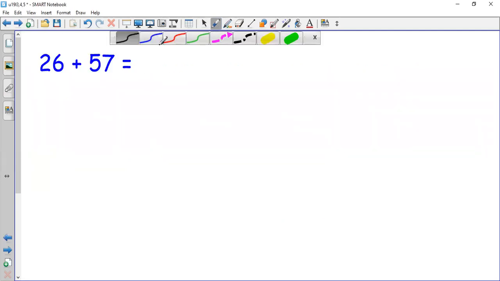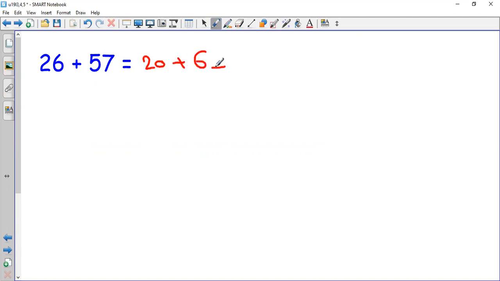Let's start with this example. 26 plus 57. The first thing I should do to add these numbers using partitioning and recombining is to partition both of them: 26 as 20 plus 6 and 57 as 50 and 7. Now, let's group tens together and ones together.